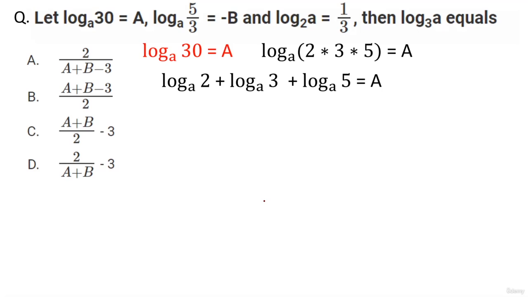Also now we look at the second term given, log of 5 by 3 to the base a is minus b. 5 by 3 is a division, so the logs will be subtracted. Log of 5 to the base a minus log of 3 to the base a is minus b in this case, right? Now, guys, we need the value of log of a to the base 3.